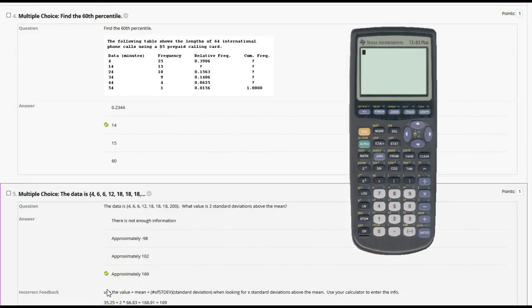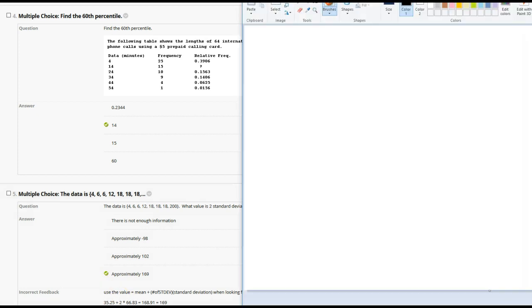For problem 4, it says find the 60th percentile, and there's a couple different ways that we can do this. So I'm going to walk you through the first way. The first way is we are going to use the equation in the book from section 2.3, and it is i equals k over 100, and then times the quantity n plus 1, where k is the percentile we're looking for, and n is the number of data pieces.